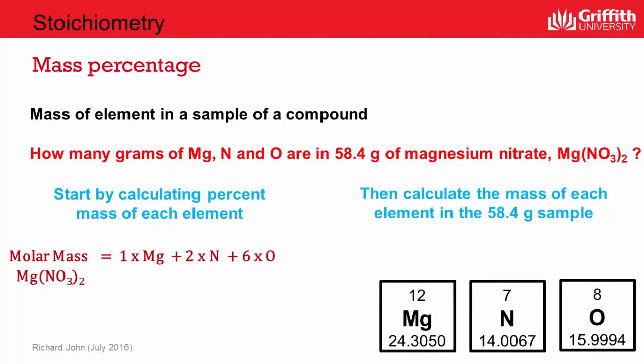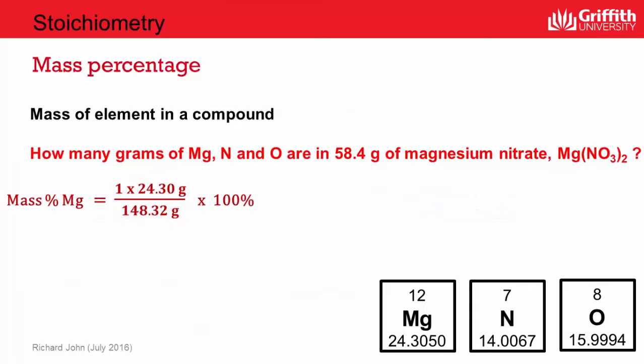We get the information from the periodic table for the molar masses of each of these elements, and the molar mass will be 1 times the molar mass for magnesium, 24.30, plus 2 times 14.01, the molar mass for nitrogen, plus 6 times 16.00, which is the molar mass for oxygen expressed to 4 significant figures. And plug all those numbers into the calculator. 148.32 grams per mole is the molar mass for magnesium nitrate.